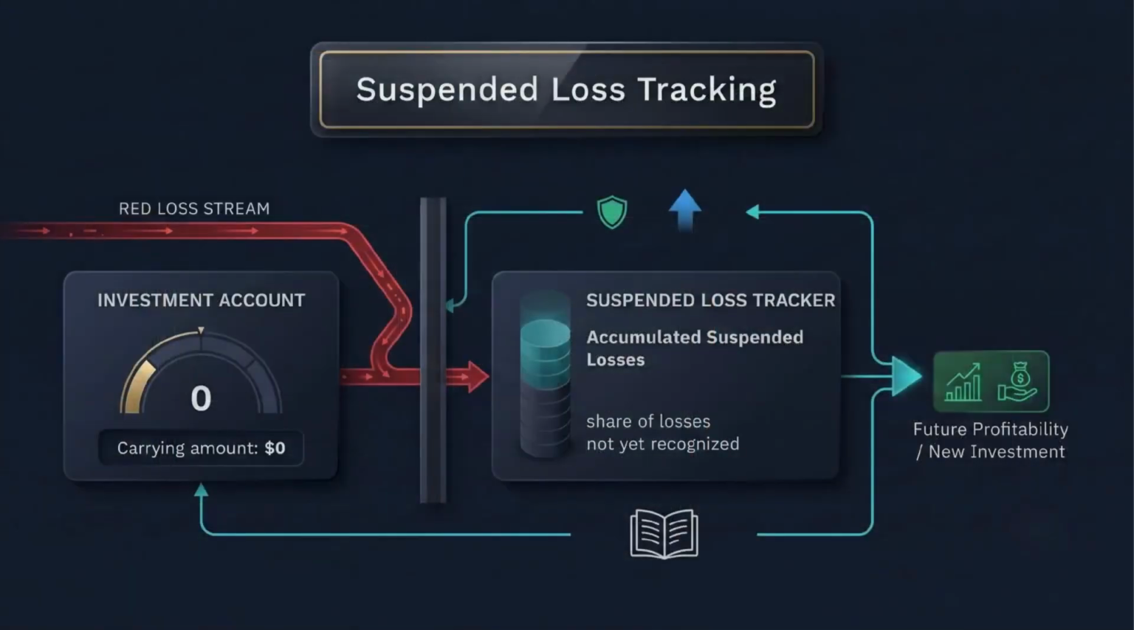Suspended losses must be tracked carefully. They are not recognized on the statement of financial position when the investment account is already zero and no further exposure exists, but they still matter. The investor maintains a memorandum schedule showing the suspended loss balance. This schedule becomes important when the investee later returns to profitability or when the investor makes a new investment in the same investee. So the memory line is perfect. Unrecognized does not mean forgotten. In accounting, even losses that leave the financial statements often leave a forwarding address in the work papers.